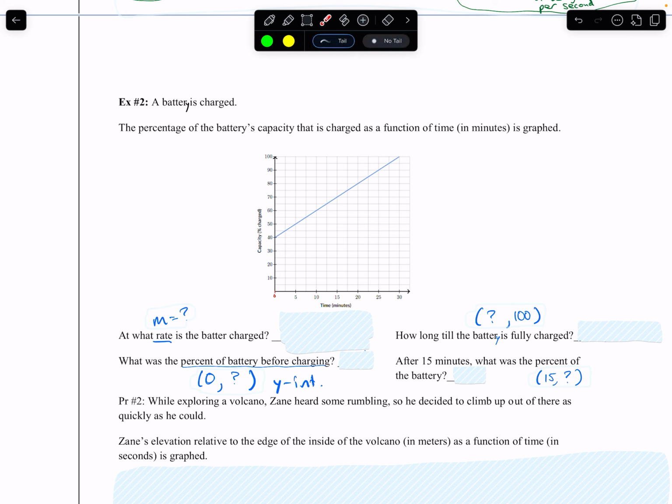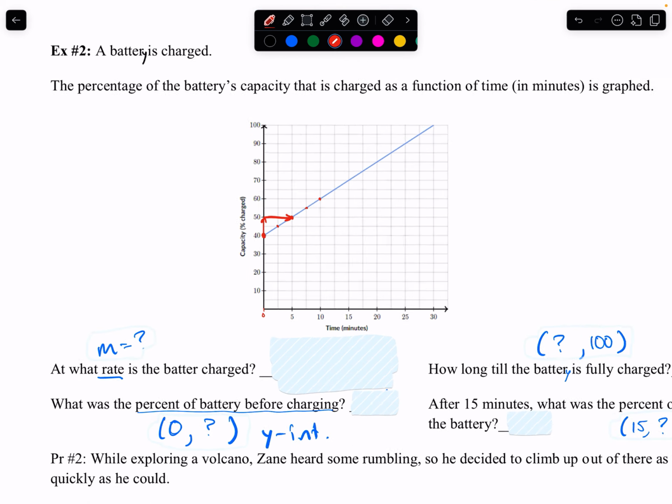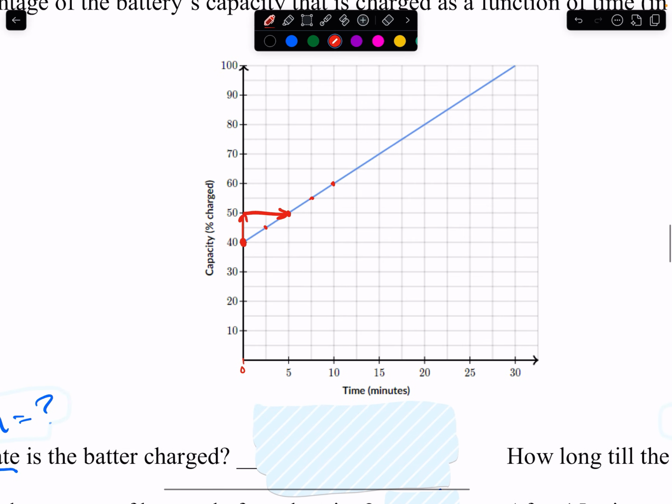Switch that over. Our slope, you need to pick a lattice point, and it actually looks like all of these are lattice points, so you can pick different ones. I notice that if I go up 2 boxes and over 2 boxes, I hit 2 lattice points. So I'm going to draw that slope triangle. It's important to note here that it's not 2 over 2. That's not the slope because it's scaled differently.